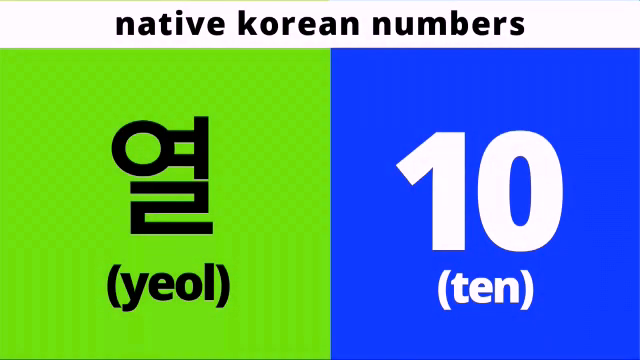And the last for this video is number 10. Its native Korean version is yol. This is just composed of one syllable, which is yol. Pronounce it with me. Yol. Yol.